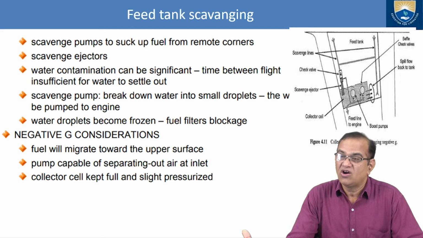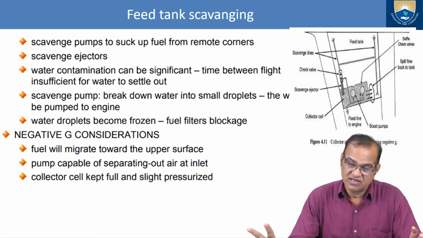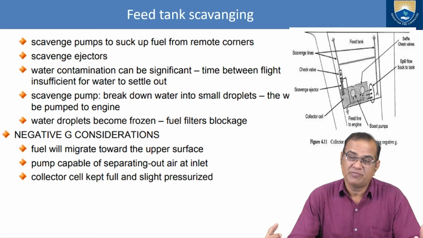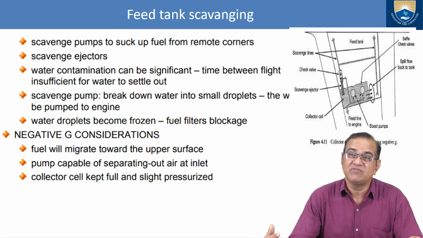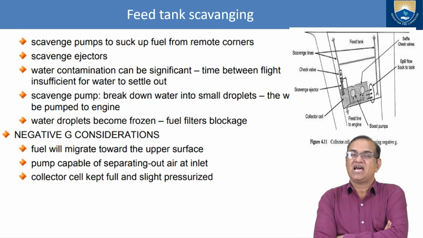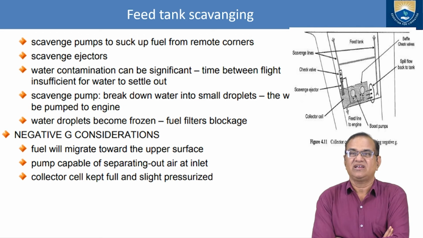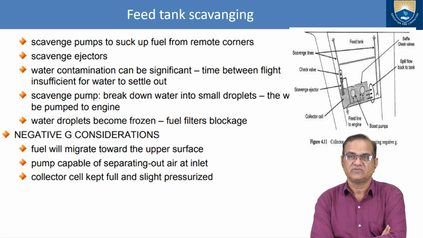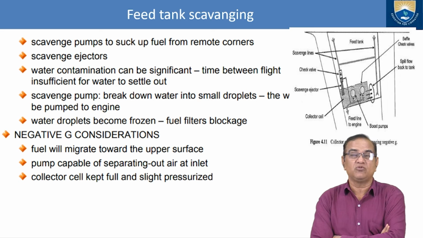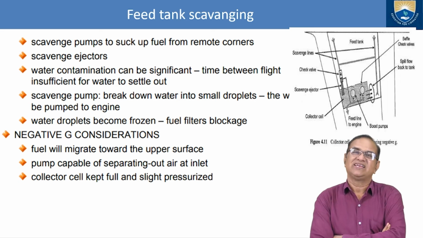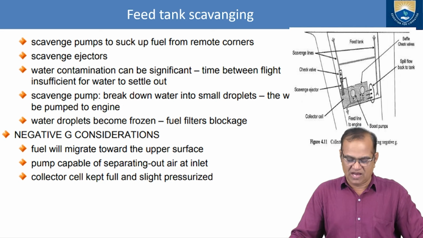If these water particles are present in the system and it is expanding, the temperature will go down further, and the water particles will freeze and may block the fuel filters as well as the nozzle holes or injector valves located for the burning of the fuel. So scavenging is very essential to take out the corner fuel and remove the water content from the system. Negative G consideration: we have to see that fuel will migrate towards the upper surface.